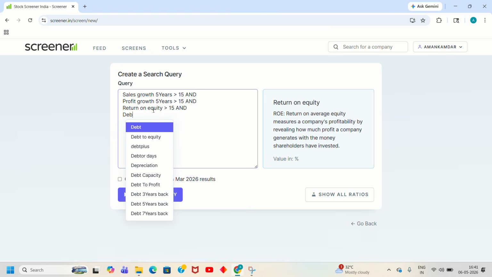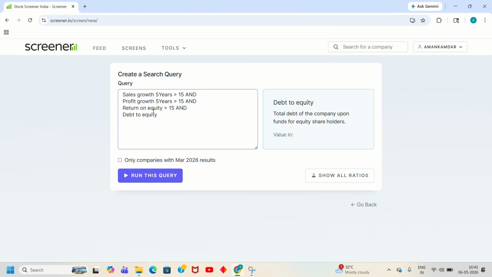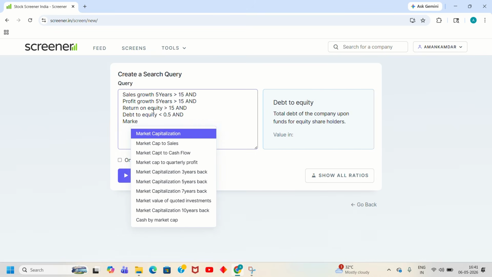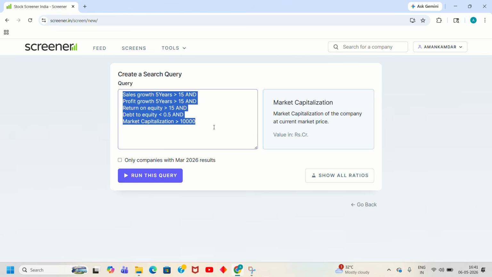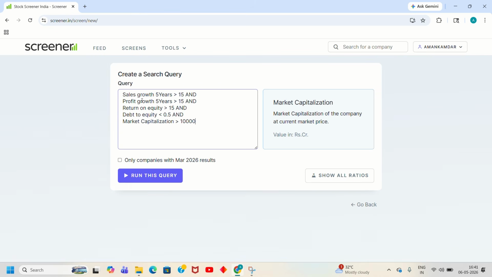Now here comes the debt to equity ratio. So the debt to equity ratio that we would be taking is less than 0.5, because we are looking for almost debt free companies. And market capitalization will be the last filter. So for market capitalization, we'll be looking for a minimum of 10,000 crores. So here are the filters that we have put, and just remember that after entering each filter you need to write an AND, so that all the filters will be taken into consideration.